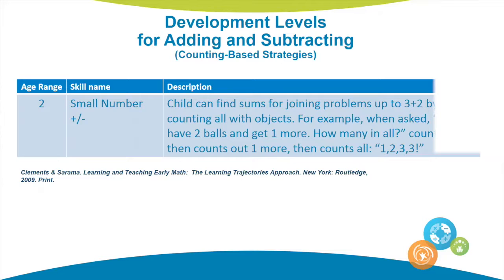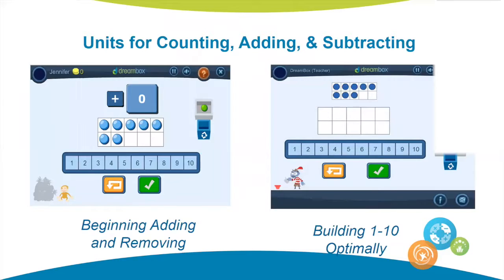So this is really getting them to work on adding and subtracting. And this is using their counting-based strategies to add and subtract at these early levels. So here's 2 examples. So beginning, adding, and removing, and building 1 to 10 optimally are the Dreambox learning units or lesson groups that the students would work in.